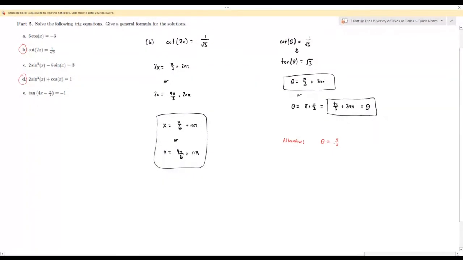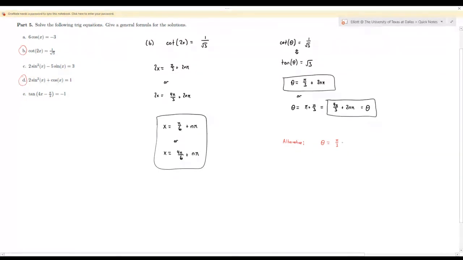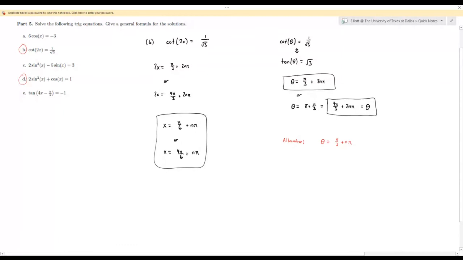I kind of realized it after I wrote this down, but I decided to continue with what I had. But in retrospect, I could have gotten the same set of angles just by taking pi over 3 and adding n pi to that. Since tangent has a period of pi, there was no need to keep going around the circle by 2 pi. Tangent repeats every pi instead, so actually just pi over 3 plus n pi would have worked as well.